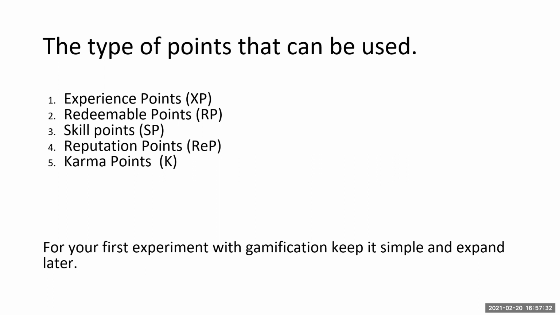So there are 5 different types of point systems that we can use. The first one and the most simple one are experience points. They are really, really simple because they just keep racking up over time. There's nothing else that happens. They just keep climbing. The next one are redeemable points. Redeemable points are points that you earn and then you burn. So you earn those points and then you use those points to get something.